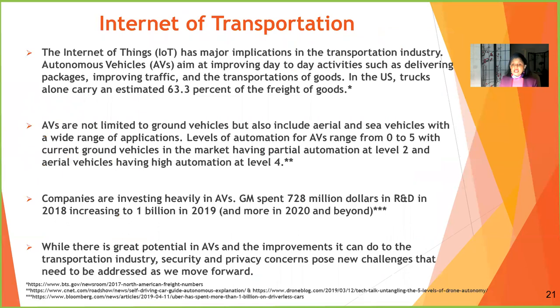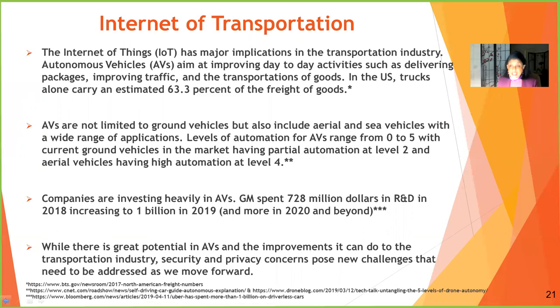Autonomous vehicles, AVs, aim at improving day-to-day activities, such as delivering packages, improving traffic, and the transportation of goods. In the US, trucks alone carry an estimated 63.3% of freight of goods. AVs are not limited to ground vehicles, but they can also be aerial, right? Ground is cars, trucks, lorries, and so on. Aerial vehicles, airplanes and drones, and sea vehicles like ships and boats and submarines. Levels of automation for AVs range from 0 to 5, with current ground vehicles in the market having partial automation at level 2, and aerial vehicles having high level automation of level 4.